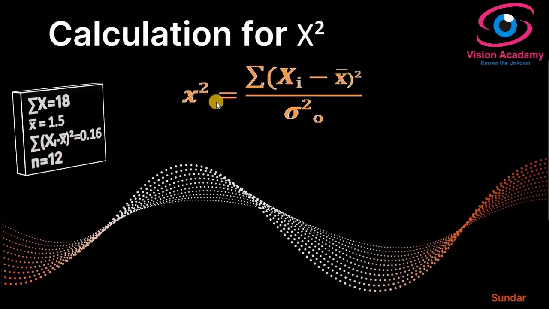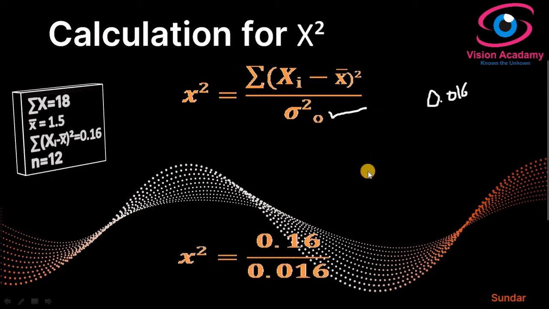And as I told you, when the sample variance is unknown, we have to use this formula, and we have already found the upper portion, summation xi minus x bar whole square. And the population variance for this problem is 0.016. We have this value in the problem itself. Then now, without delay, we can apply the formula directly.